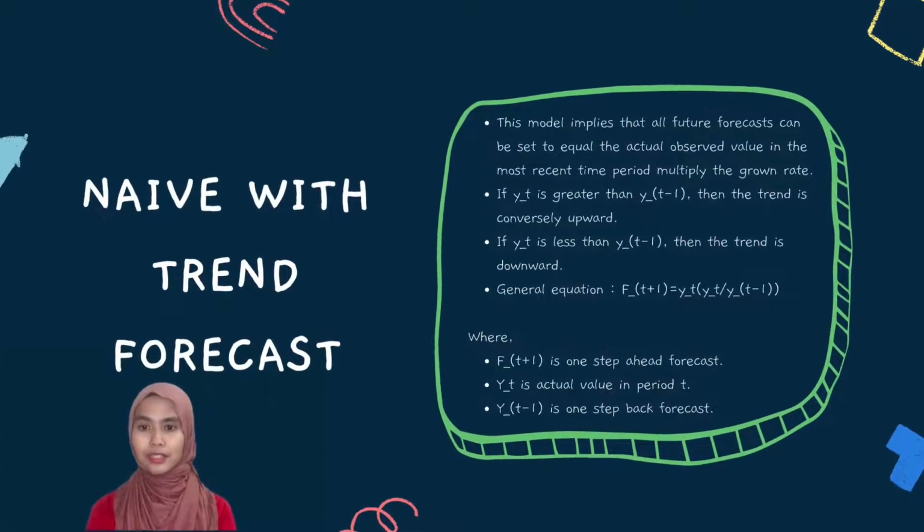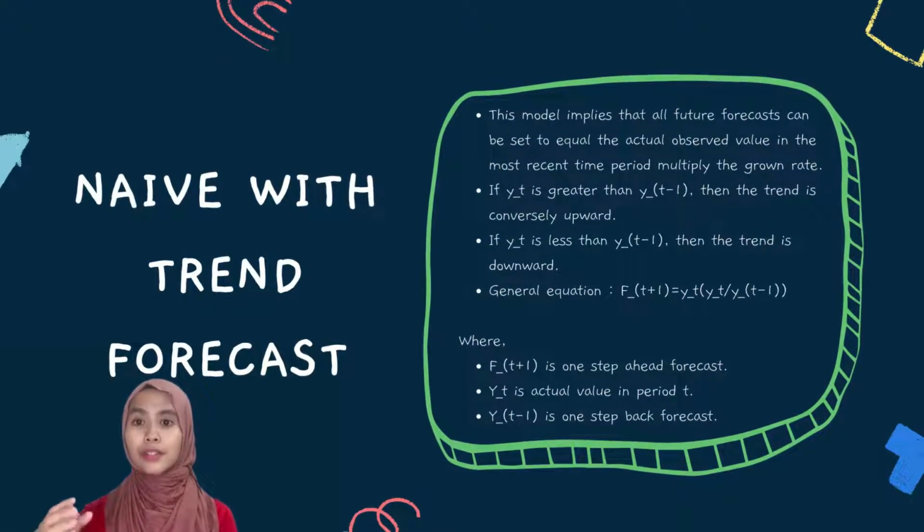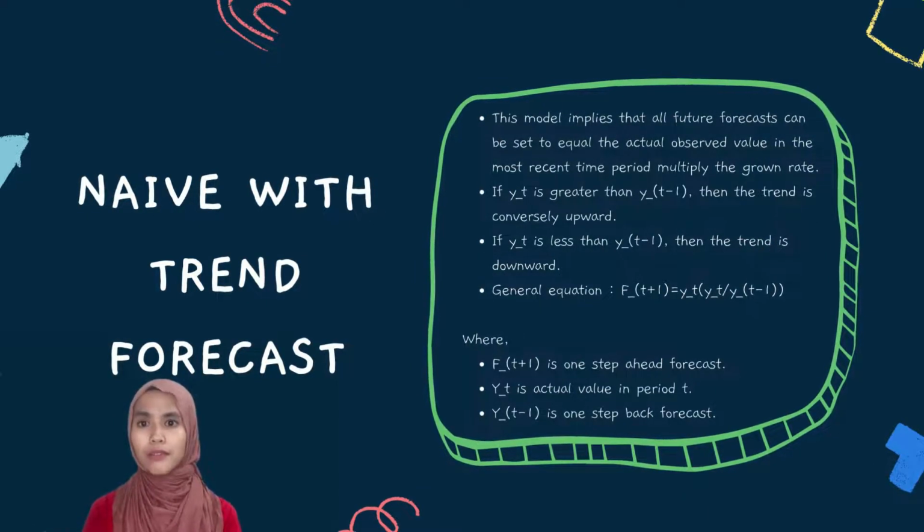Now we go to the naive with trend forecast. This model implies that all future forecasts can be set equal to the actual observed value in the most recent time period. And if the YT in the forecast is greater than YT minus 1, then the trend is conversely upward. While if the YT is less than YT minus 1, then the trend is conversely downward. And the general equation for this forecast is F(t+1) equals YT multiplied by YT over YT minus 1, where F(t+1) is the one step ahead forecast, YT is the actual value for period T, and YT minus 1 is the one step back value.